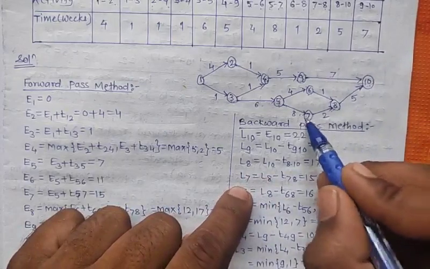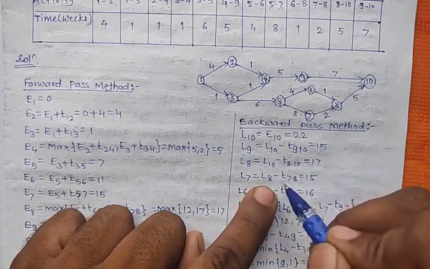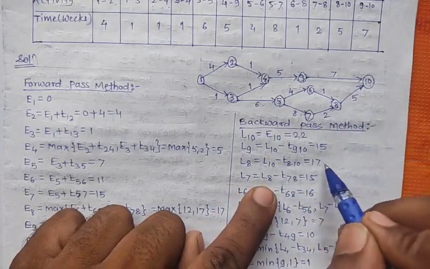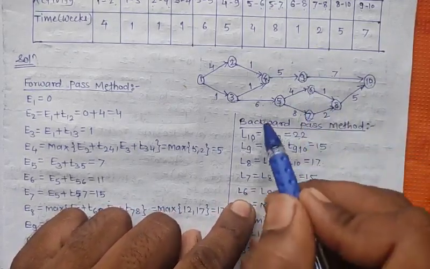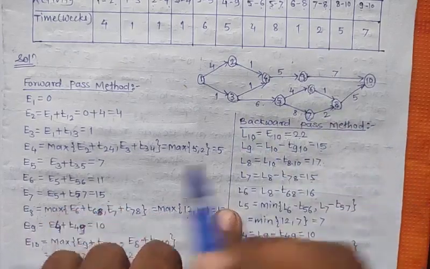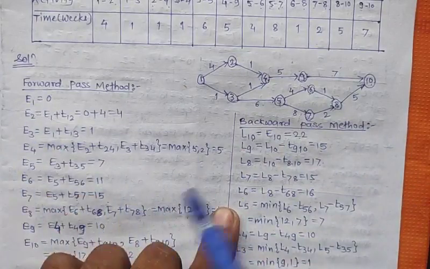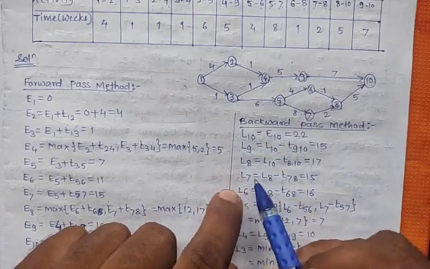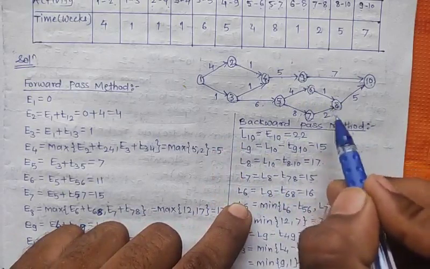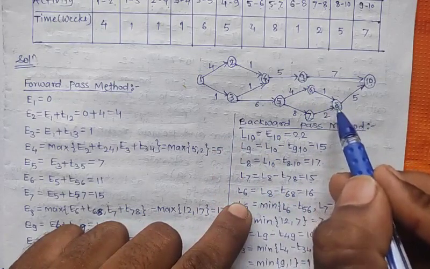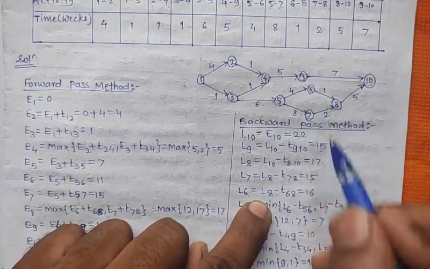Next, calculate L7. From L7 there is one outgoing arrow to the 8th event. So we get the formula L8 minus T78. L8 has value 17 minus 2, which is 15. Now next, calculate L6. We write these numbers in decreasing order, and we write these in increasing order: E1, E2, E3, E4 and E5 and so on. So L10, L9, L8, L7, L6. For L6 there is only one outgoing arrow, which is to the 8th event. So L8 minus T68. L8 is 17 minus 1, which is 16.